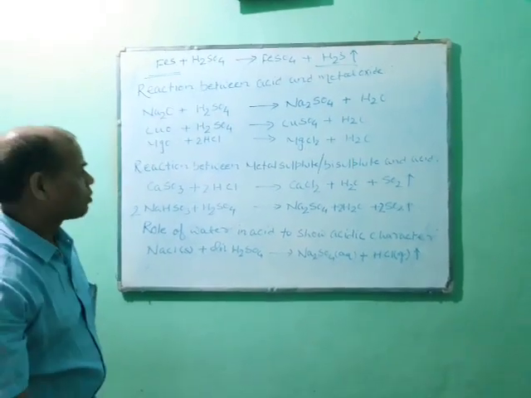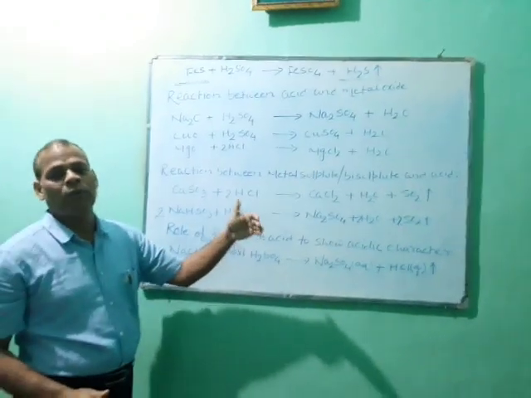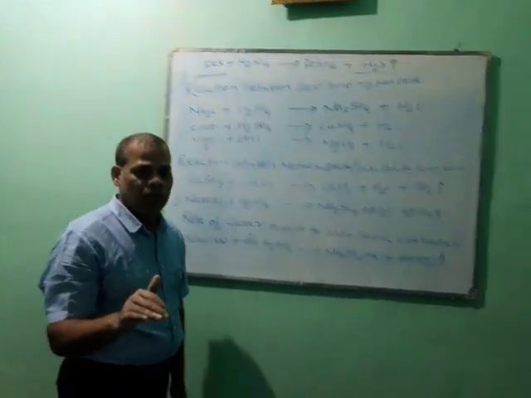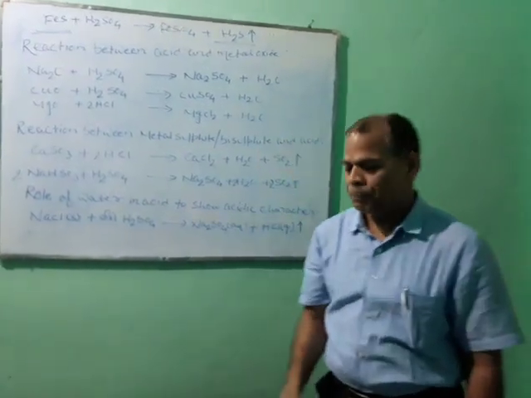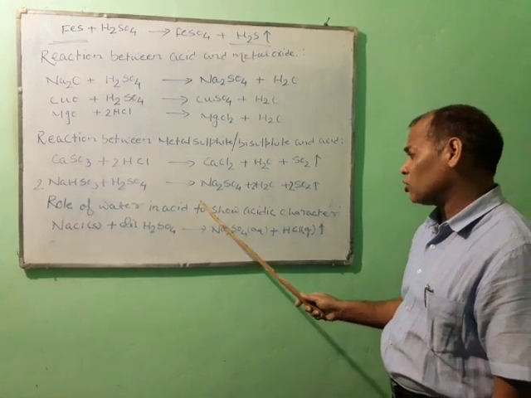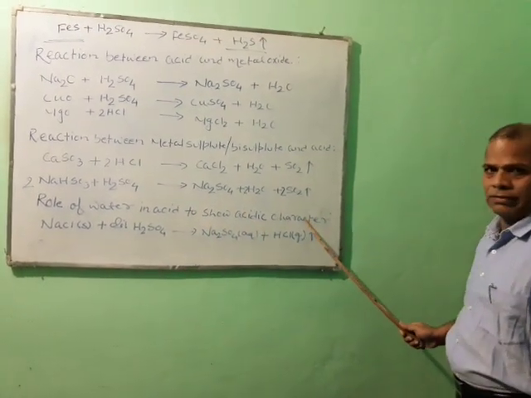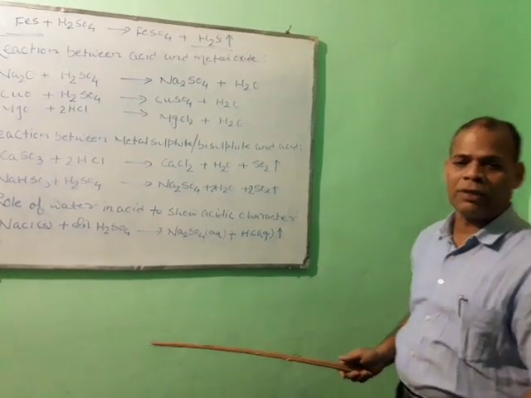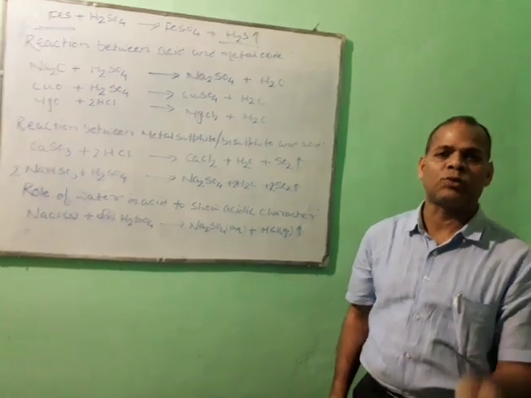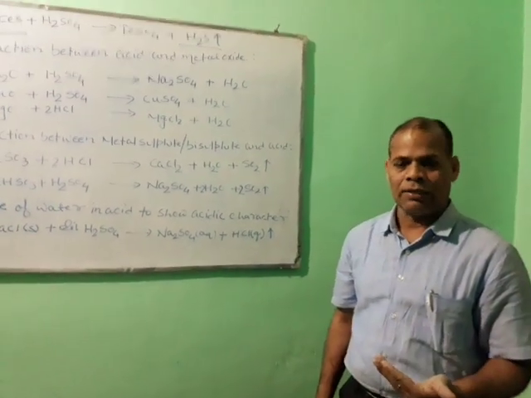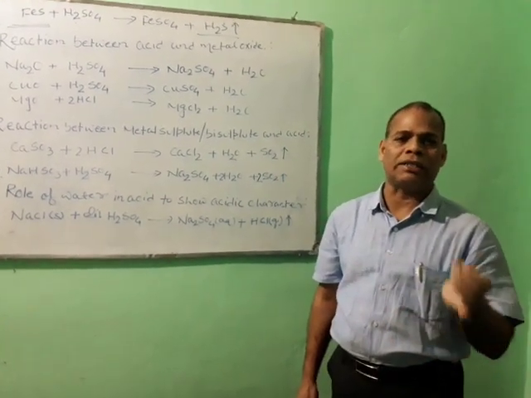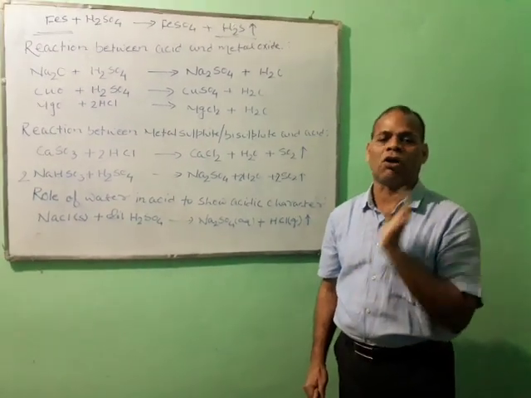With this, the chemical properties of acid get over. Now we will discuss the next topic, the role of water in acid to show acidic character. We often come to know that acid does not show acidic character in the absence of water. So let us confirm whether the acid can show its acidic behavior in the absence of water or in the presence of water.